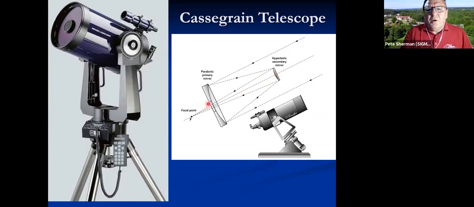It hits your parabolic mirror at the bottom, and the light then goes back up to a hyperbolic mirror there. And then the light comes back down to your focal point where your eyepiece is. So it's really good because you can get a long focal length with a very, very short tube. You haven't got a 6-foot telescope to get the same sort of focal length. But as I say, they are rather expensive.